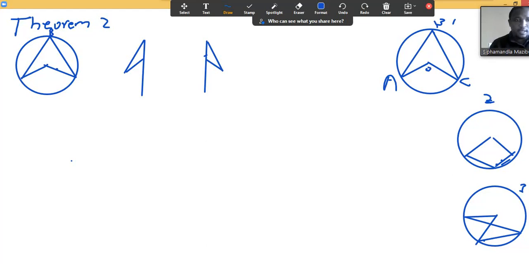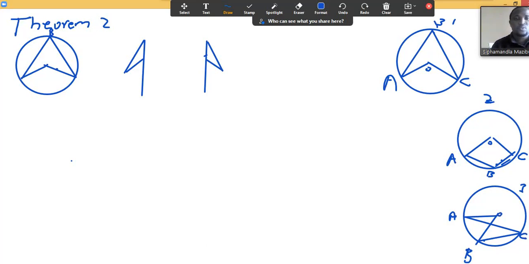Same thing can apply here. We can have A, B, C, and O, which is our origin. And we can have A, B, C, and we have our O as well. So we're looking at theorem 2.